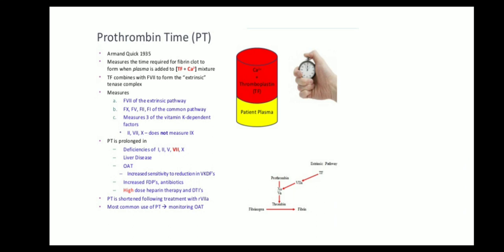So brief about prothrombin time, it mainly measures the extrinsic pathway, that is factor 7 of the extrinsic pathway. It also measures factor 10, 5, 2, 1 of the common pathway, and measures the 3 vitamin K dependent factors, that is 2, 7 and 10 but not factor 9. It's prolonged in deficiency of 1, 2, 5, 7 and 10. It is prolonged in liver disease, and also in oral anticoagulant therapy. Prothrombin time is shortened following the treatment with recombinant factor 7A.